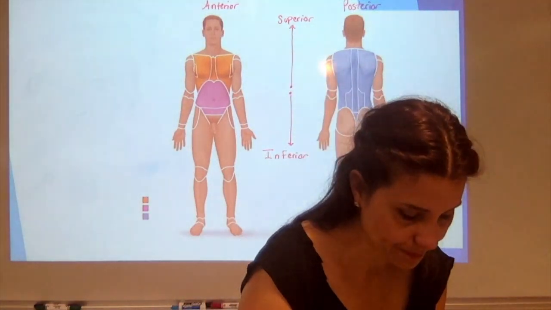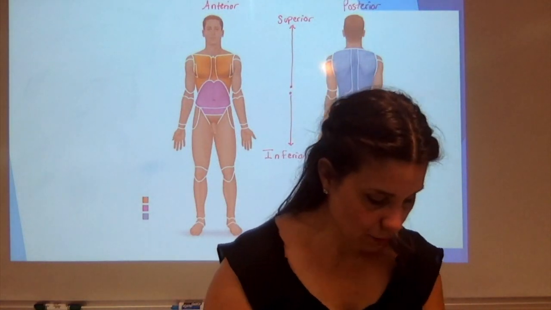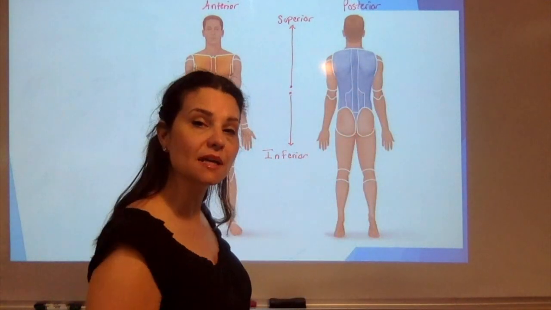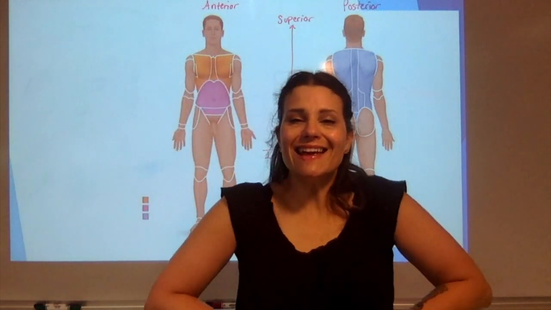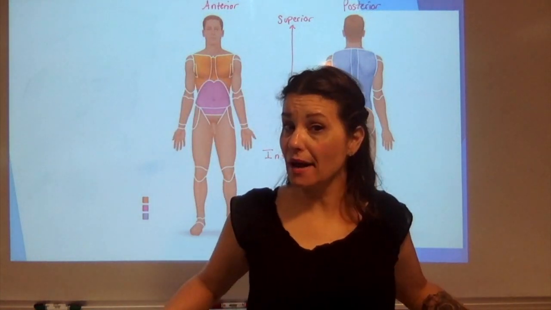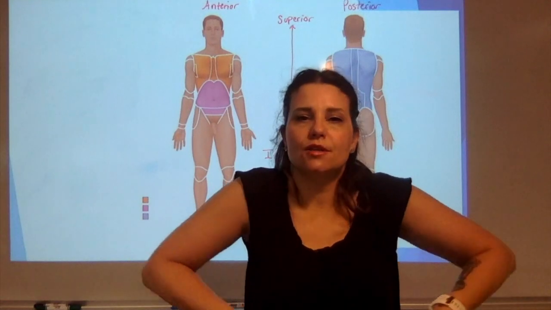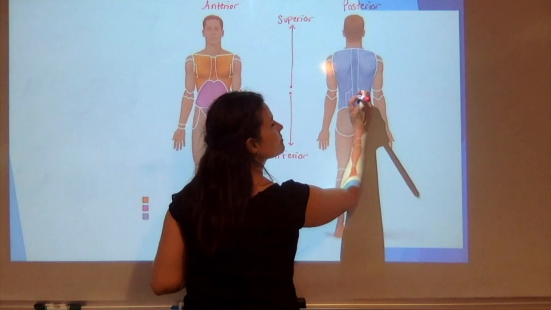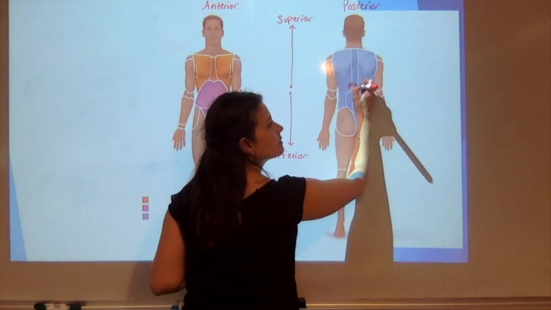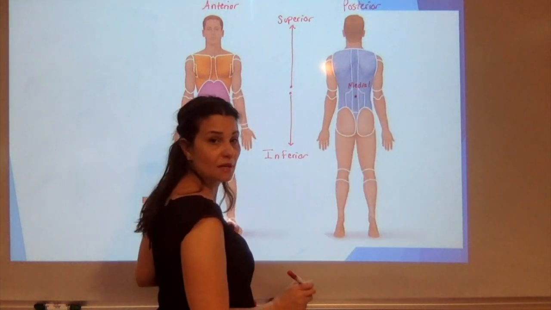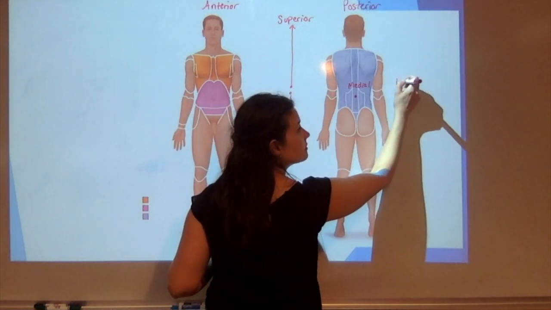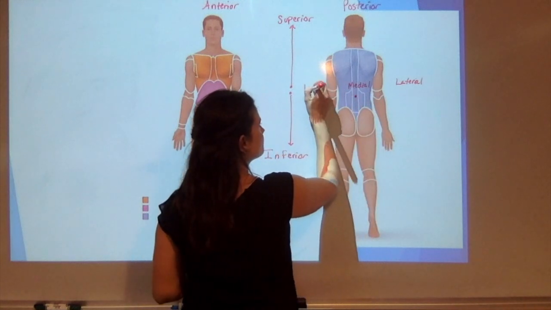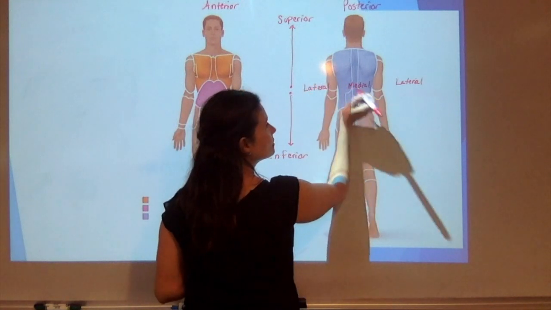Okay? The next set I would like to work on would be our lateral and medial, okay? So lateral is anything closer to the side of your body, and medial is anything closer to the center of your body. Let's label this on our diagram. So this would be medial, and then lateral.